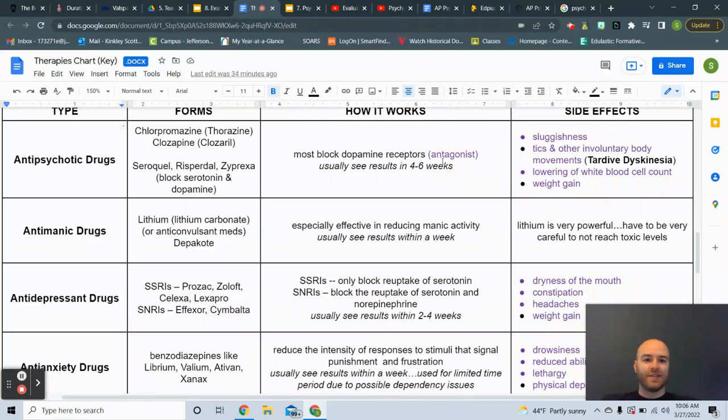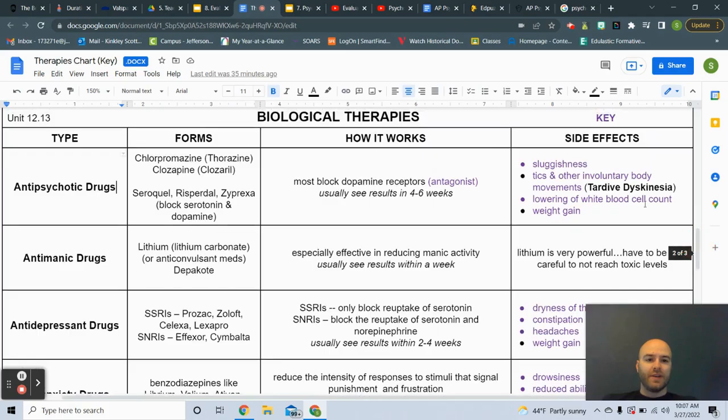They're antagonists for dopamine. We've touched on that in Unit 3, what an antagonist or an agonist does. Antagonists block receptors because the issue with schizophrenia is an oversupply of dopamine, right? So we want to diminish that. Some potential side effects: sluggishness, tics, and other involuntary body movements.